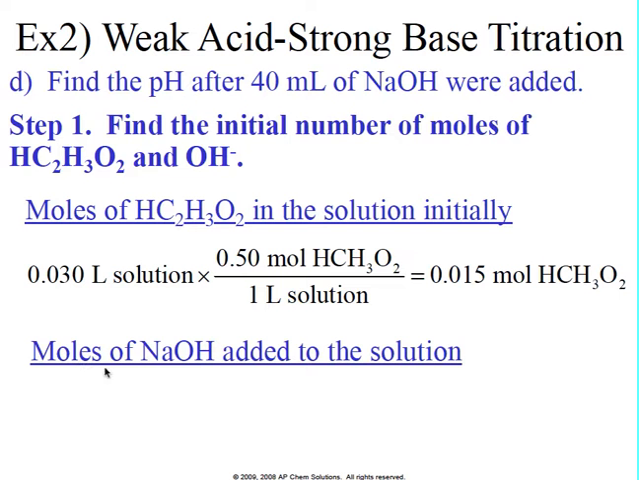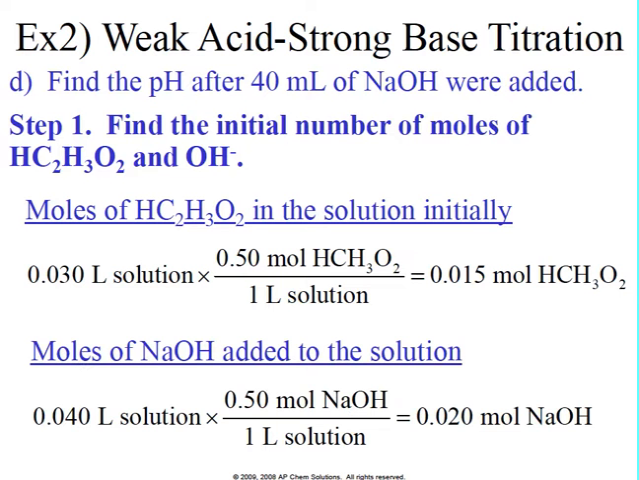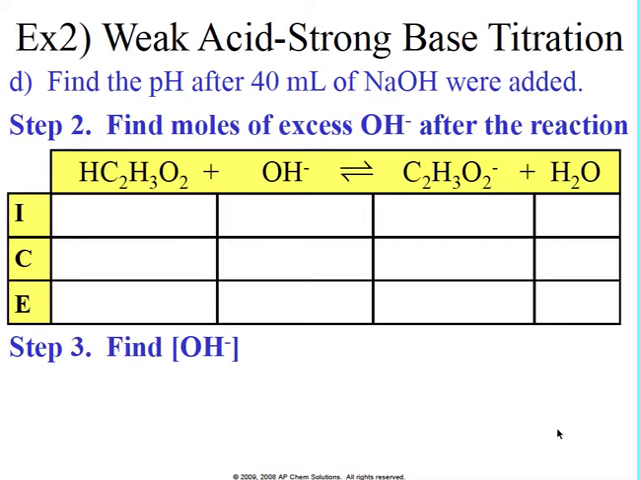So we want to find out how many moles of NaOH is added to the solution. So we have 0.04 liters, because we want 40 milliliters of NaOH solution at 0.5 molarity. So we know that we added 0.02 mole of NaOH, which is the same thing as adding 0.02 mole of OH. So then we're going to find all the things we need using an ICE chart.